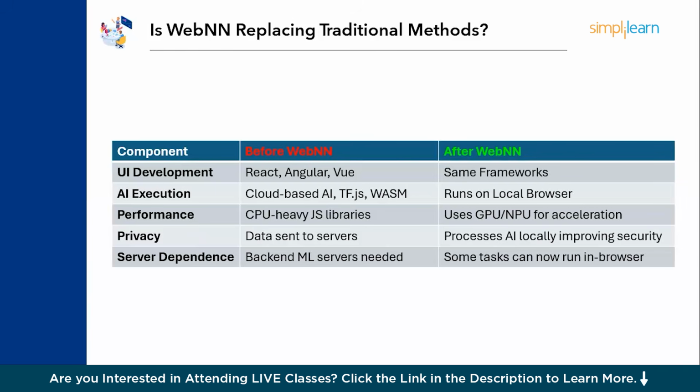And lastly, the server dependence. Backend machine learning servers were needed back in the days. Some tasks, right, based on the size of the application, if it's small or mid-size, you can run it locally. But if it's bigger, like ChatGPT and deep learning models or bigger datasets, as we discussed before, you will anyway require a server in the backend. So these are the critical differences before and after web neural networks.